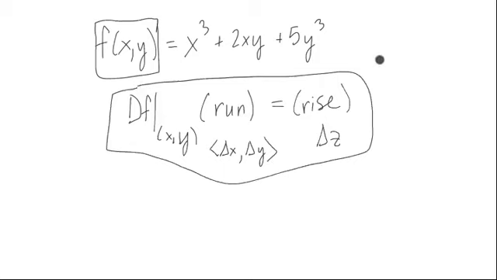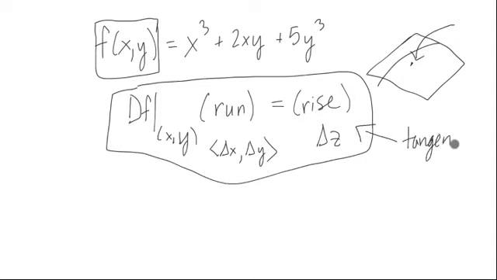Namely, this is a surface of some kind in space, and at a particular point, this surface looks a lot like a flat plane. We call that the tangent plane. It's going to look like that. So what we're computing here for a given run is the rise actually on the tangent plane itself, the rise on the tangent plane.